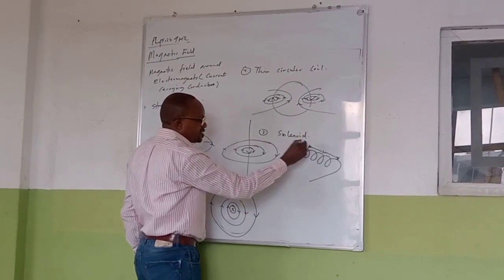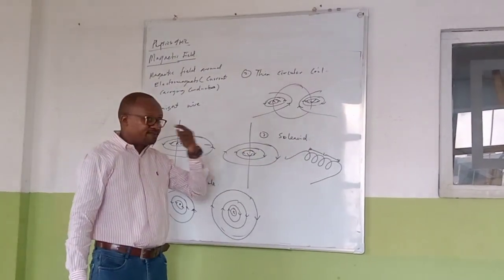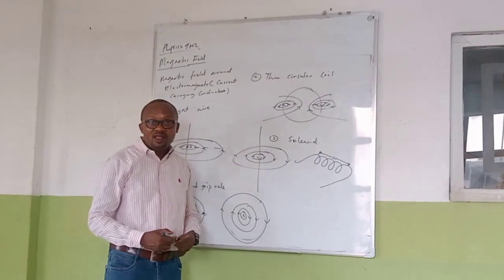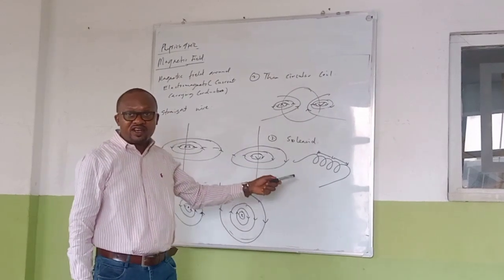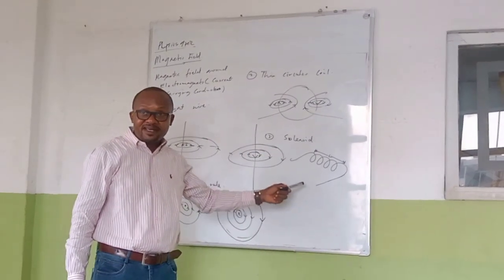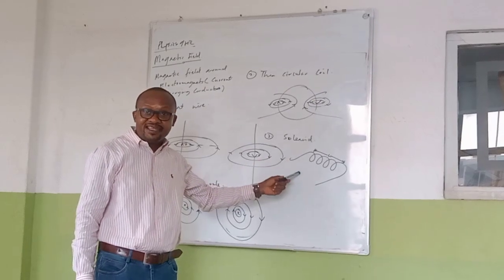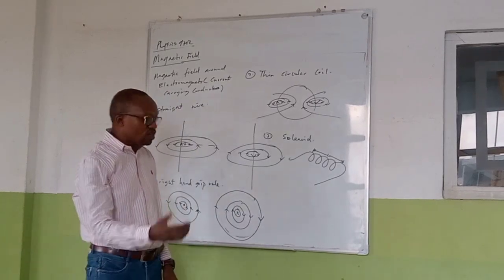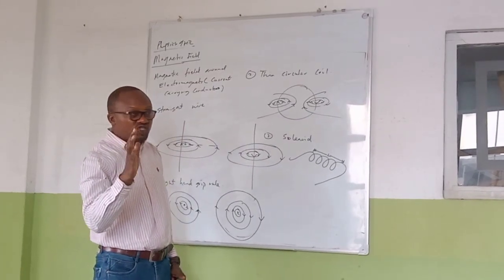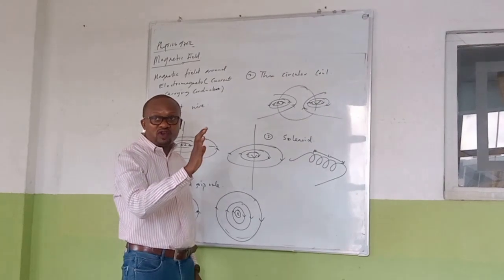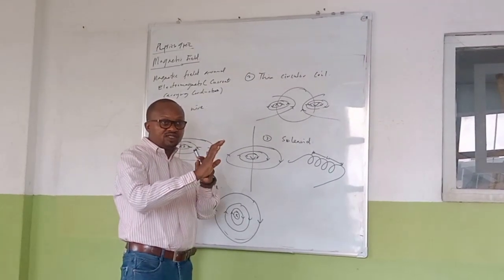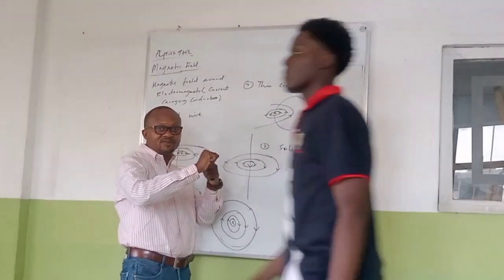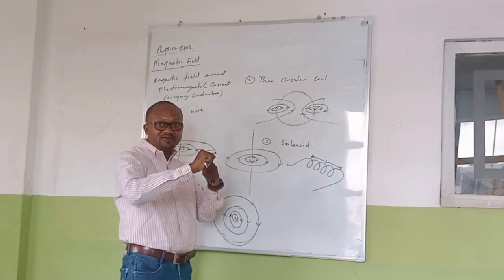So what we said about the magnetic field around the solenoid is that the magnetic field lines around the solenoid are like those of a permanent magnet. Meaning that you have the North Pole end and the South Pole end. So how do you know the North Pole end? If a solenoid is gripped with the right hand, such that your fingers show the direction of the current in the coils, then your thumb will point in the direction of the magnetic field.